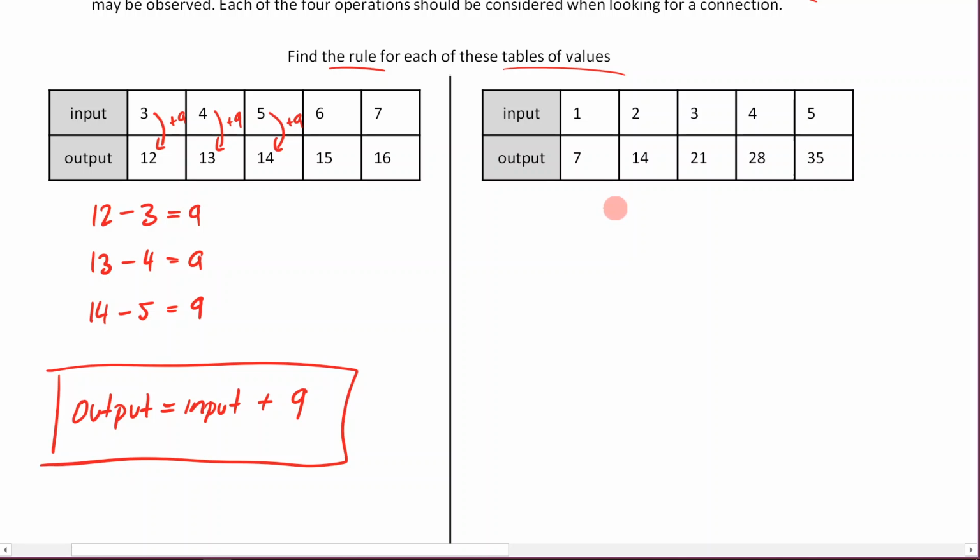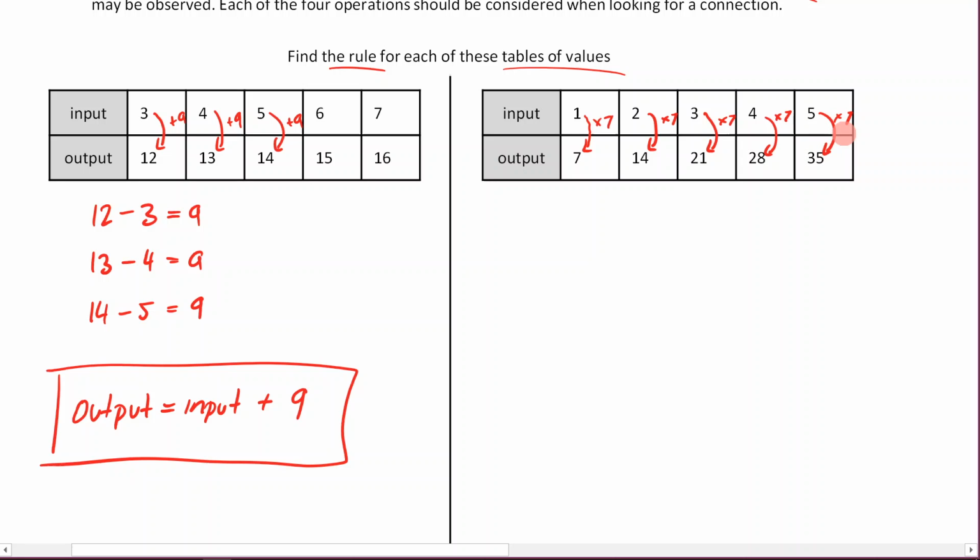For our next one here, how are we going to figure out the relationship between our input and our output? Well, here I have 1 and here I have 7. Here I have 2 and here I have 14. Here I have 3, here I have 21. It's quite clear what I'm doing. I'm multiplying by 7. I'm multiplying by 7, and sure enough, 4 to 28 is times 7. 5 to 35 is times 7.